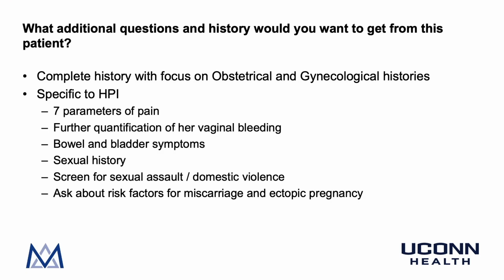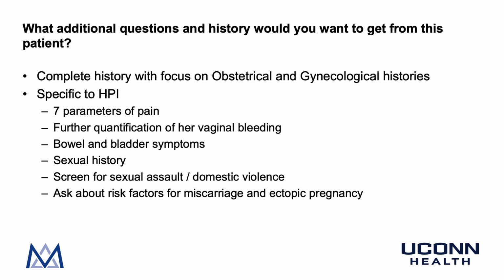The additional questions and history you'd want to get from this patient include the following: a complete history with focus on obstetrical and gynecological histories. Specific to the history of present illness, you would want to ask about the 7 parameters of pain, including location, quality, severity of her pain, as well as worsening and alleviating factors, radiation, and if she's ever had a history of this type of pain before.